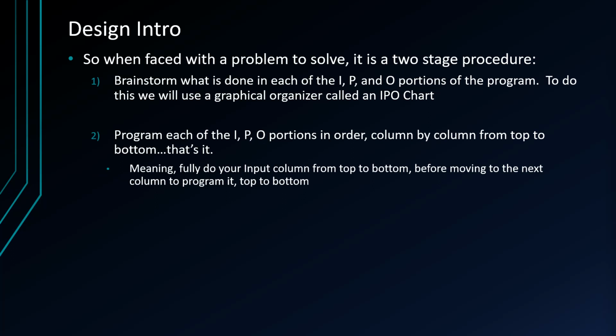Once we're done producing that table, we're going to then program each of the IPO portions in order from left to right. So we code the entire input column from top to bottom. Then we move on to the processing and storage column and code it from top to bottom. And finally do the exact same thing for the output column.